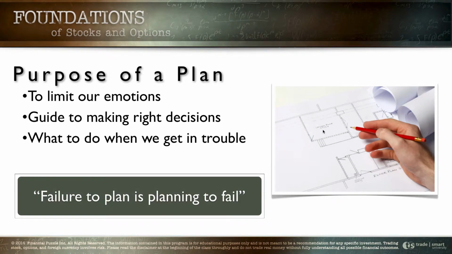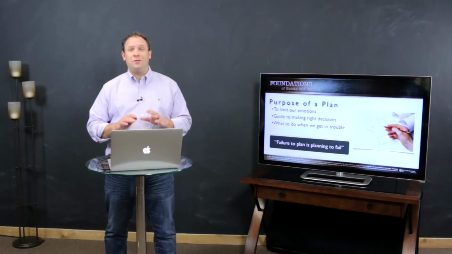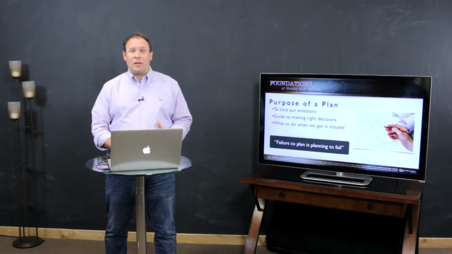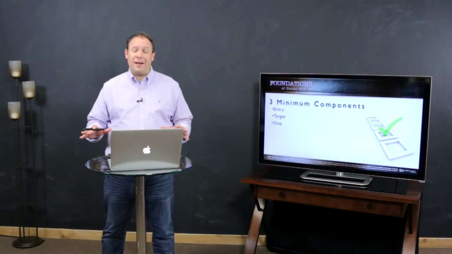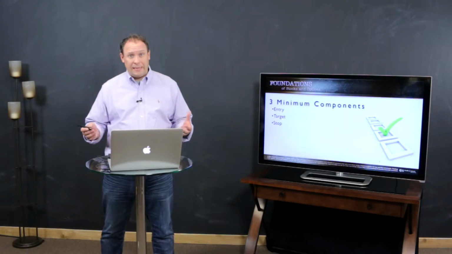You know, there was a once brilliant philosopher, I think they called him Anonymous, who once said that failure to plan is planning to fail. And in the world of trading, no truer words have ever been said. So let's understand the components. At a minimum, every trading plan needs at least 3 components, and they are your entry price, your target, and your stop. If you don't have these 3 components, you don't have any kind of a trading plan, and frankly, you have no business placing any trades.